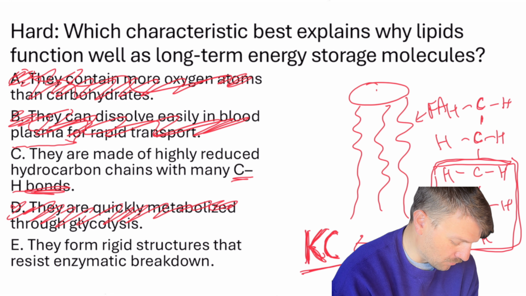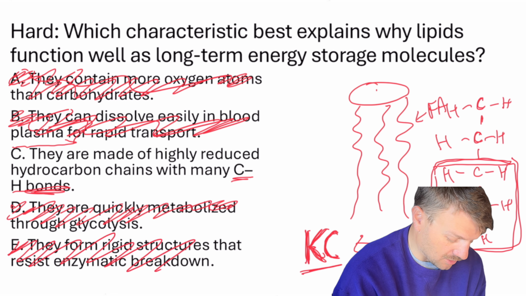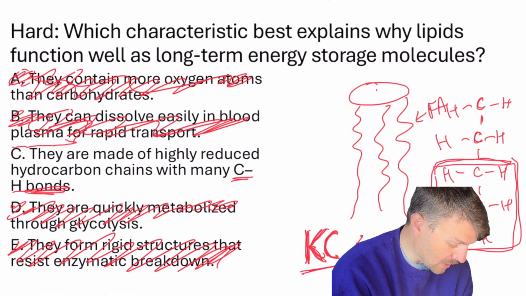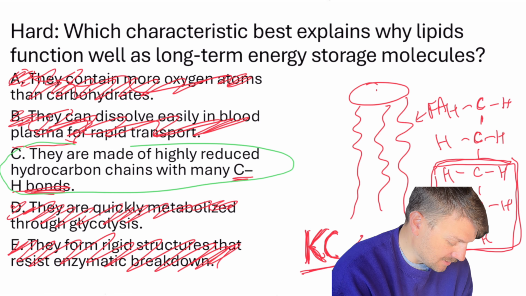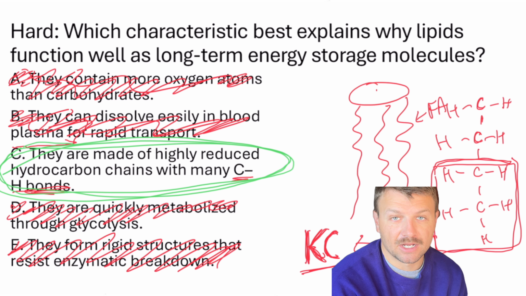Last one, E. They form rigid structures that resist enzymatic breakdown. Note that wouldn't be very good for long-term storage because then we couldn't use them. So the correct answer here is C. They are made of highly reduced hydrocarbon chains with many carbon to hydrogen bonds.